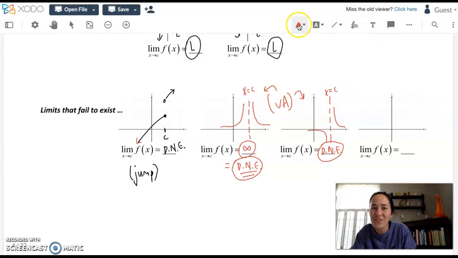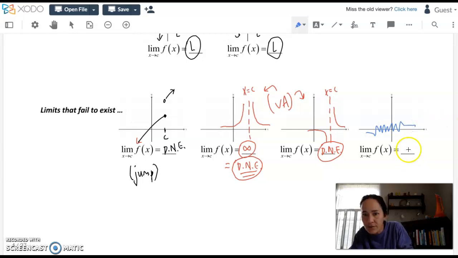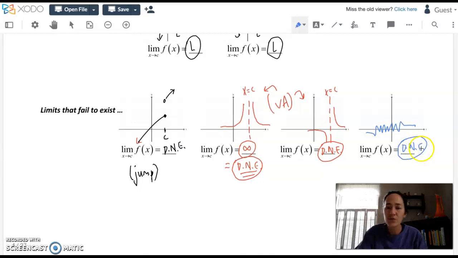And then lastly, the one that's kind of hard for me to draw, the infinite oscillation. So something like sine of 1 over x is just going to bounce indefinitely, and the limit does not exist. Like that.